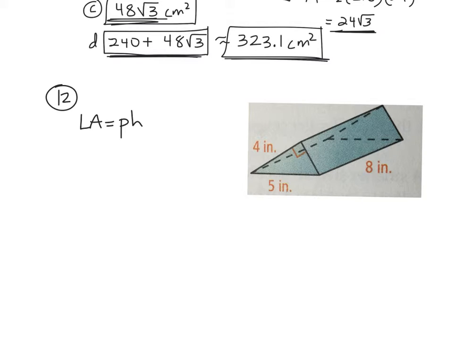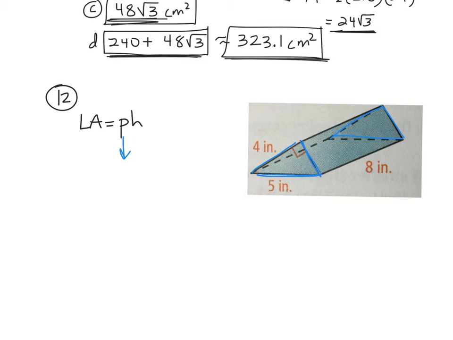Now here's where some people tend to get confused. Our base, this is a triangular prism. Your base is not this rectangle. Yes, that is what's sitting on the bottom. It is not the base. The bases are the two triangles that are identical and parallel. Okay, so those triangles are your bases, and we need the perimeter of that.